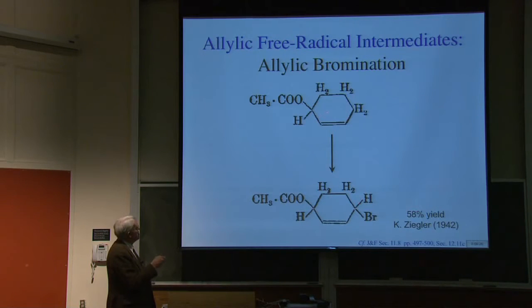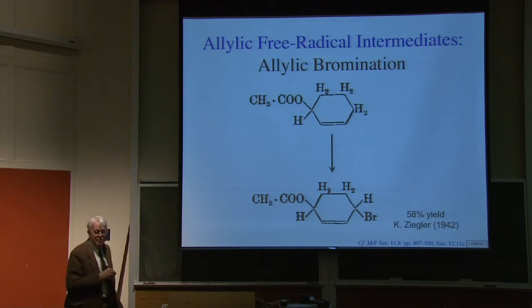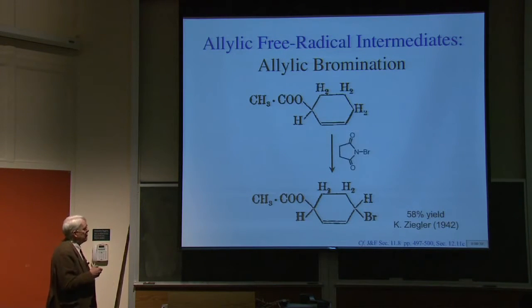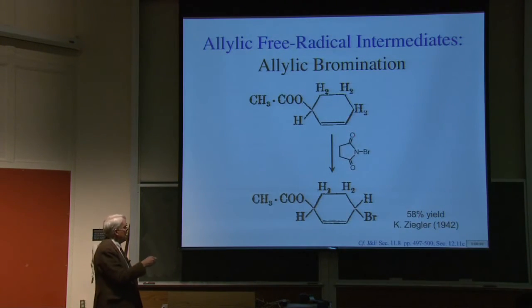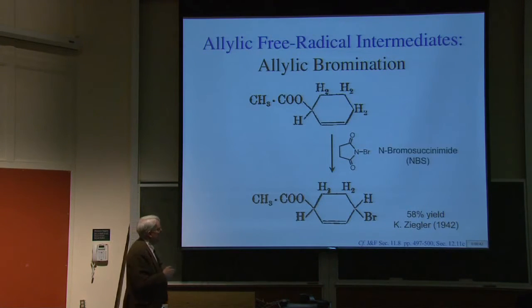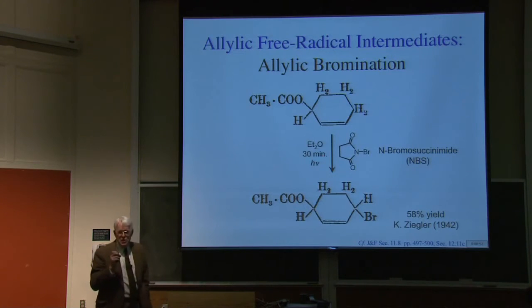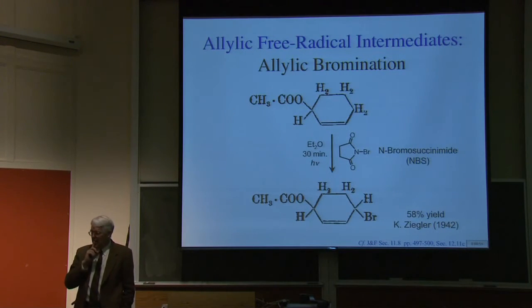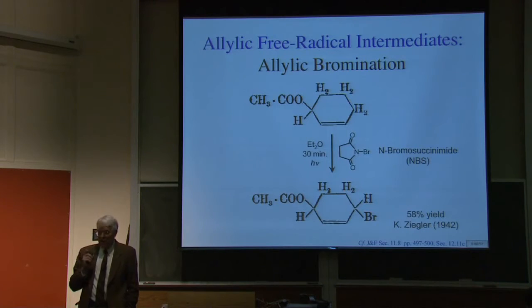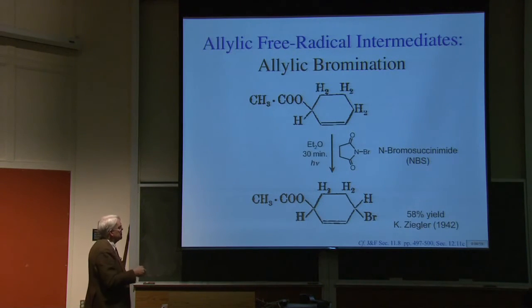He could get a 58% yield of substitution. This bromination is a substitution, pulling off one of these hydrogens and replacing it by bromide. Now, the paper describes this particular compound, which is called N-bromosuccinimide, right? And in ether solvent in 30 minutes using light. What does the fact that he was using light suggest? That it might be a free radical chain reaction, right? He was able to get this 58% yield.